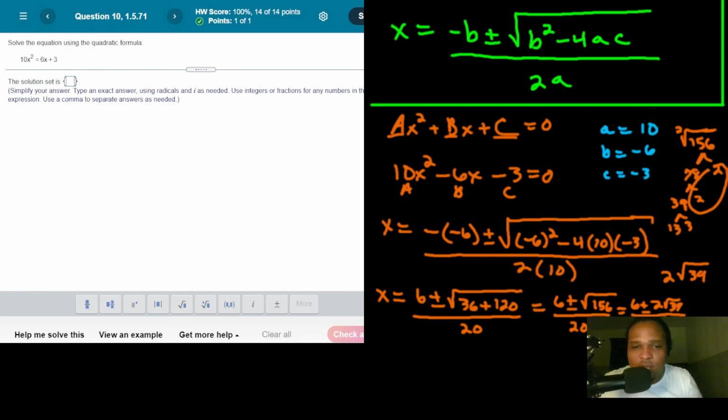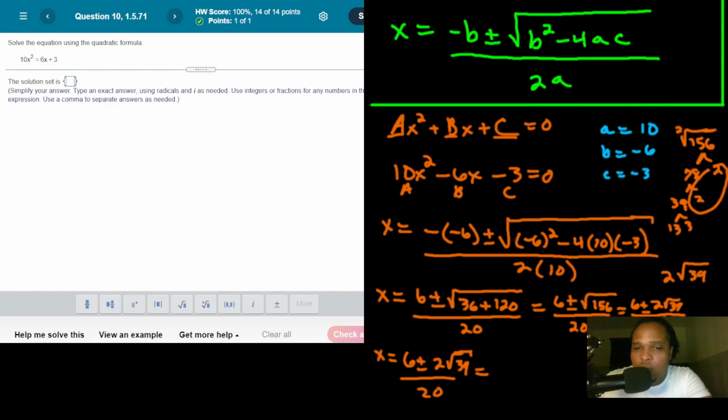Let me make sure you guys can even see this. No, you cannot see it. All right, but it's over 20, okay? I'm going to bring it down here. So look, we're going to have 6 plus or minus 2 square root of 39 divided by 20. And you can clean it up just a little bit.